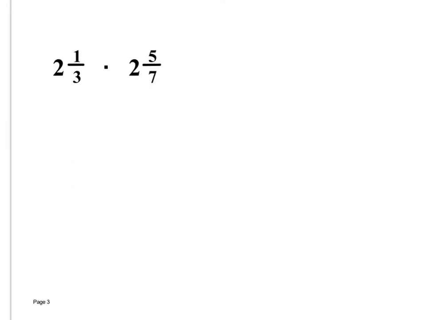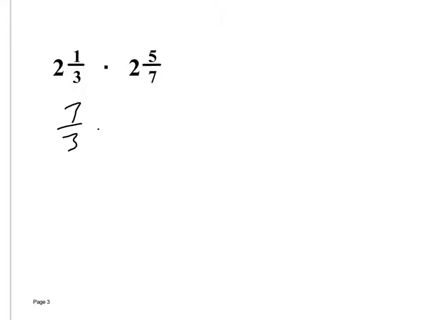Alright, write this down. On this, we cannot multiply fractions that are mixed numbers. You can't do it. We can add and subtract mixed numbers, but we can't multiply mixed numbers. What we have to do is convert these to improper fractions first. So 2 1/3, I multiply by the bottom number and add the top number. 2 times 3 is 6. 6 plus 1 is 7. 2 times 7 is 14.